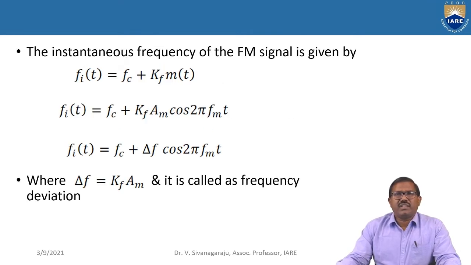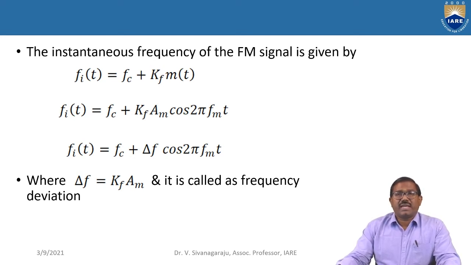So the instantaneous frequency of the FM signal is given by fi of t, which is equal to fc plus kf m of t. Here fi of t is the instantaneous frequency, fc is the carrier frequency, m of t is the message signal, and kf is the sensitivity of the modulator.